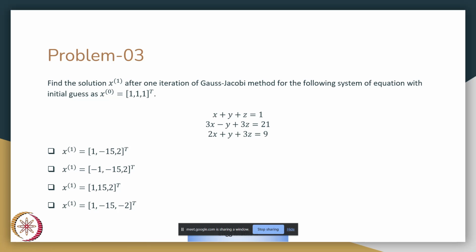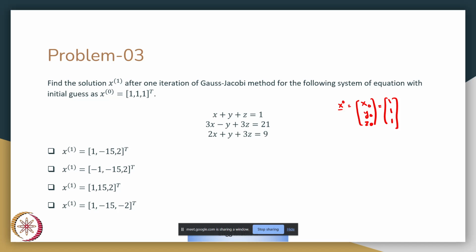The third problem: find the solution x of 1 after one iteration of the Gauss-Jacobi method for the following system of equations with the initial guess x of 0 equal to 1, 1, 1. So we have been given x of 0, which is nothing but x0, y0, z0 equal to 1, 1, 1.